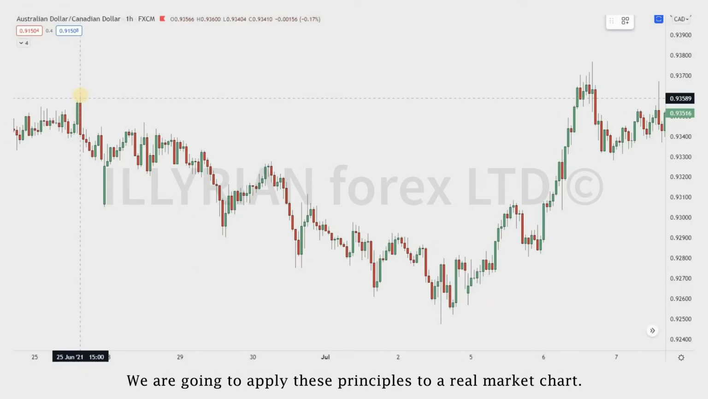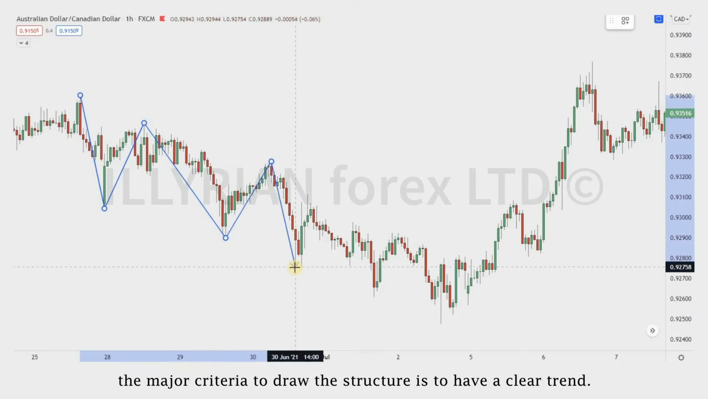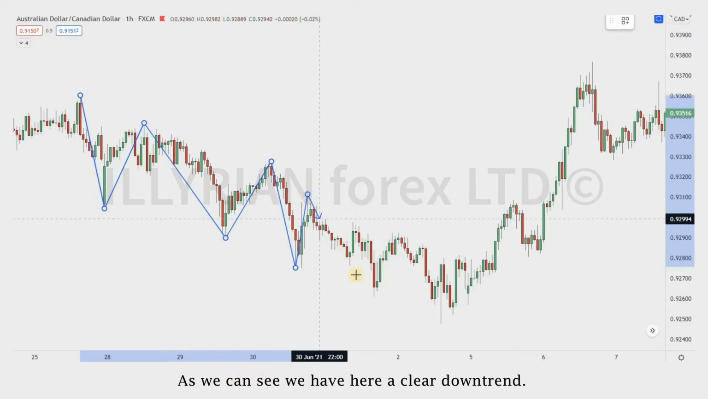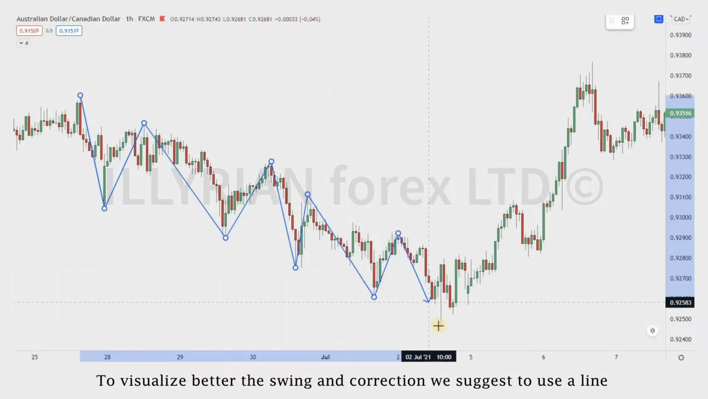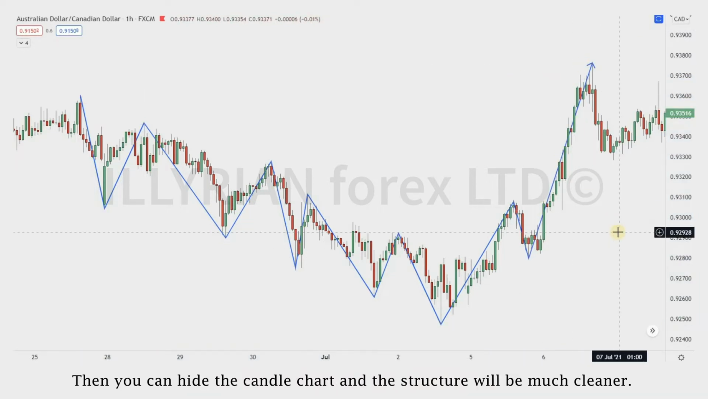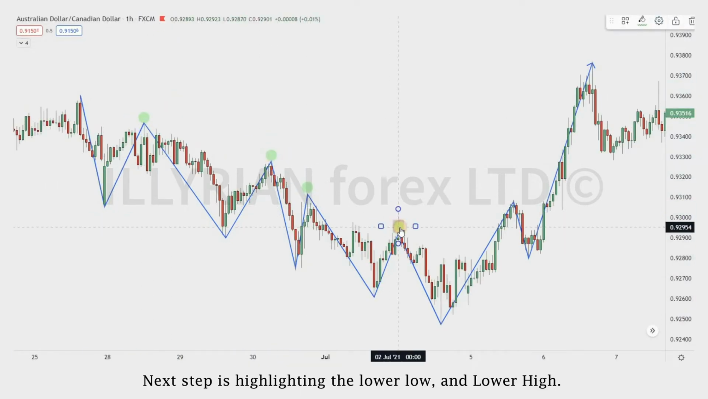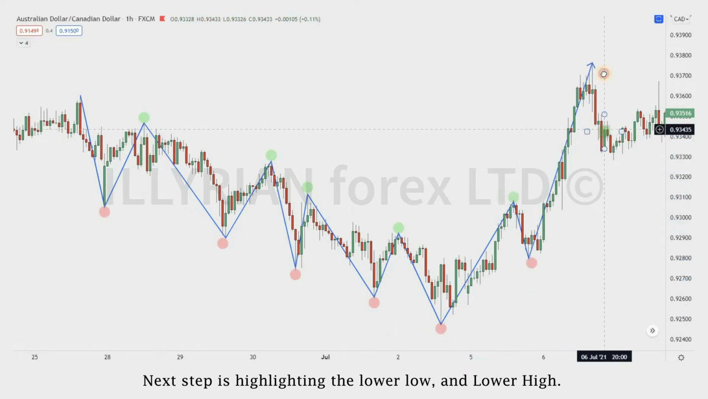We are going to apply these principles to a real market chart. The major criterion to draw the structure is to have a clear trend. As we can see, we have here a clear downtrend. To visualize the swing and correction better, we suggest using a line to draw over the price. Then you can hide the candle chart and the structure will be much cleaner. Next step is highlighting the lower low and lower high.